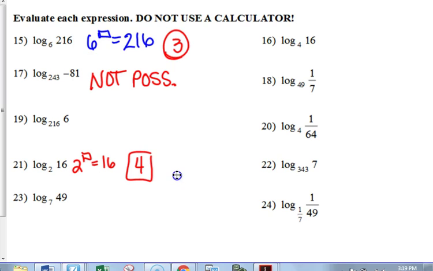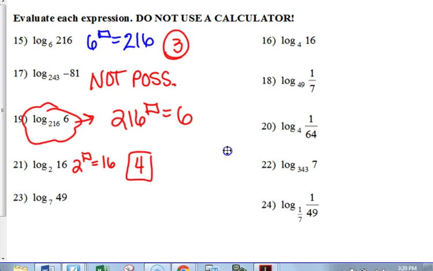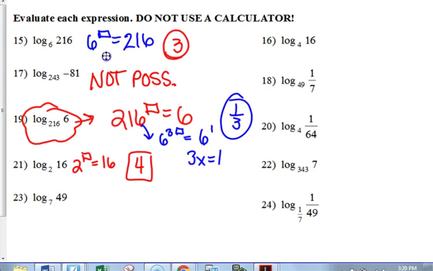What's one that looks hard? 19 is weird. Yes. How could you rewrite 19 as an exponent sentence? Okay, that's kind of messy. Yeah, it is the reverse of one we've already done, but what most of you would have to think about is changing these to a common base. This one is 6 cubed, and this one is just 6 to the first. Does that make sense? So now 3 boxes equal 1, or 3x equals 1, which would be 1/3.